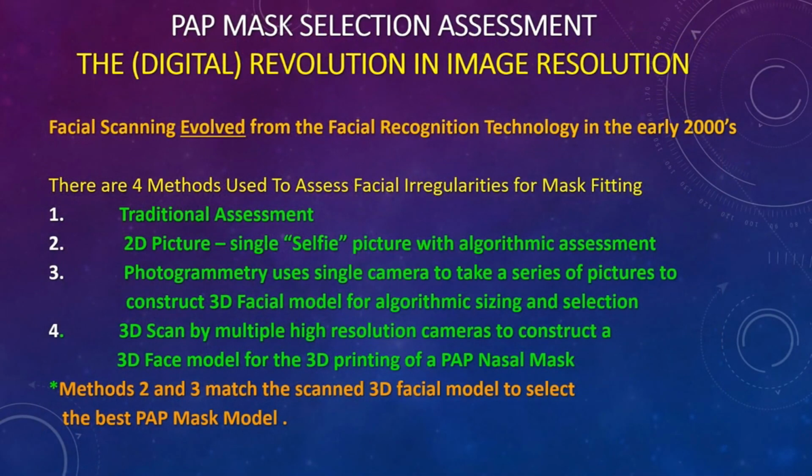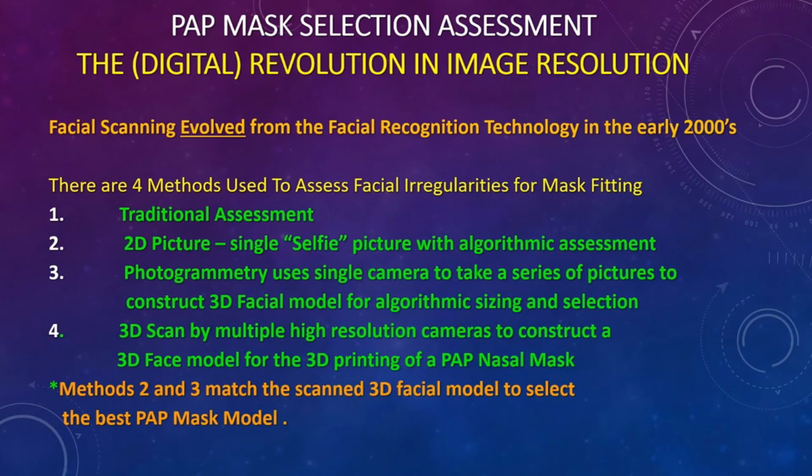We're going to change the focus now a little bit to where we are now with mask fitting and what lies in the future for us. The facial scanning technology that we have today evolved from facial recognition technology that the military and the governments were using in the early 2000s and before that. Basically, there are 4 methods that are used to assess facial irregularities for mask fitting.